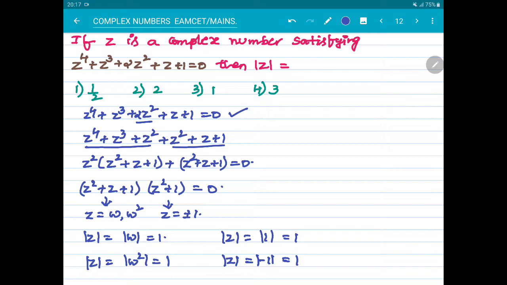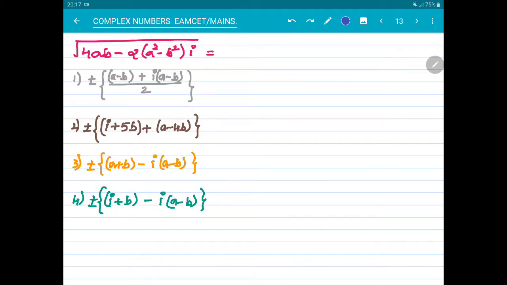So let us check the options. Clearly, third option is the correct option. That's it. Now, let us move on to the next question. This is the second question.